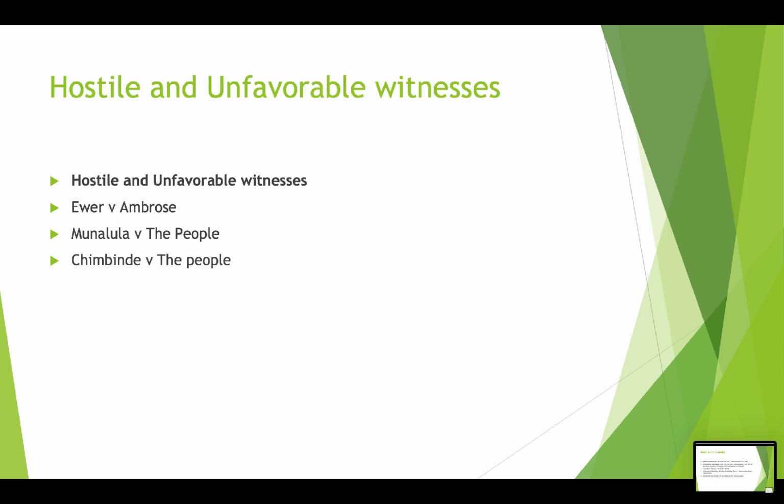Okay, so now let's look at hostile and unfavorable witnesses. You may ask yourself what happens when your own witness stands against you while they are in the box. We have two types of problematic witnesses. The first are unfavorable witnesses. This is simply a witness who doesn't give the evidence you expected. In this case, they are honest, but they just don't help your case as much as you hoped. You cannot treat these witnesses as hostile, so you're stuck with the evidence they give.